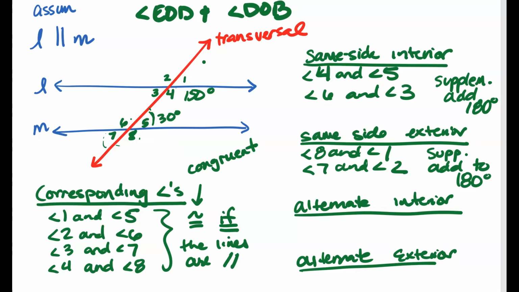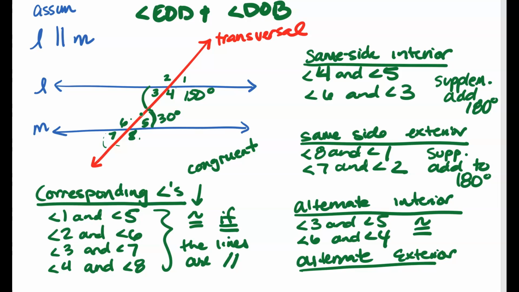Alternate interior angles would be like 3 and 5. They are on alternate sides of the red line, but they're on the interior of the blue lines. So 3 and 5 are alternate interiors, and 4 and 6. So angle 3 and angle 5, angle 6 and angle 4. If you look at these angle measures, they both look like acute angles. These are going to be congruent. As long as lines L and M are parallel, then alternate interior angles are congruent.